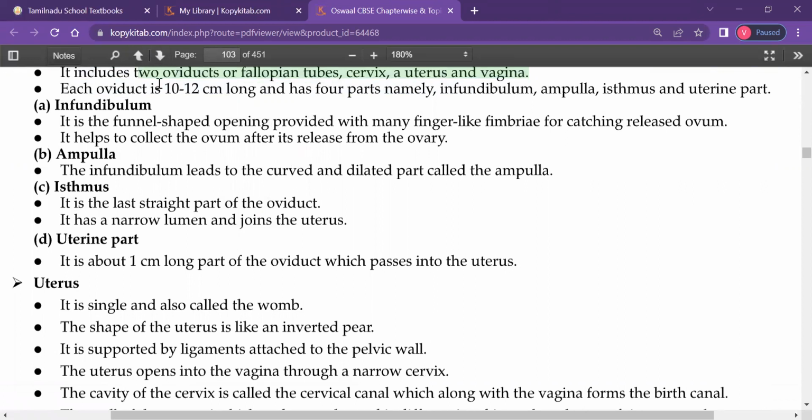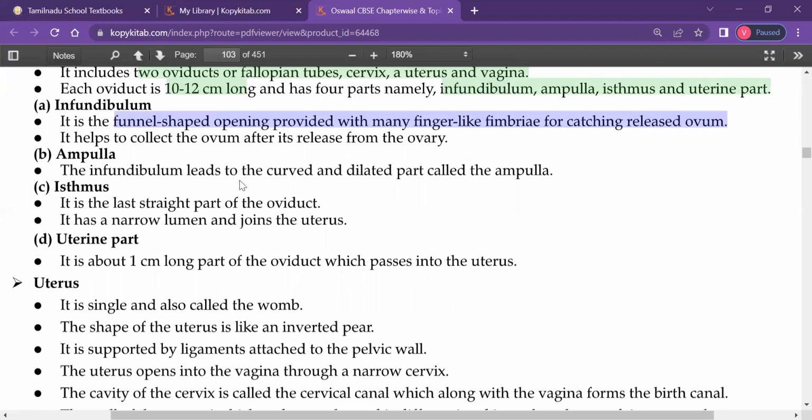Each oviduct is 10 to 12 centimeters long and has 4 parts, namely infundibulum, ampulla, isthmus, and uterine part. Infundibulum is a funnel-shaped opening provided with many finger-like fimbriae for catching the released ovum. It helps to collect the ovum after it releases.